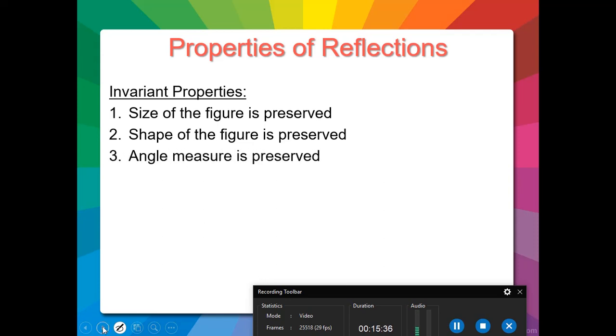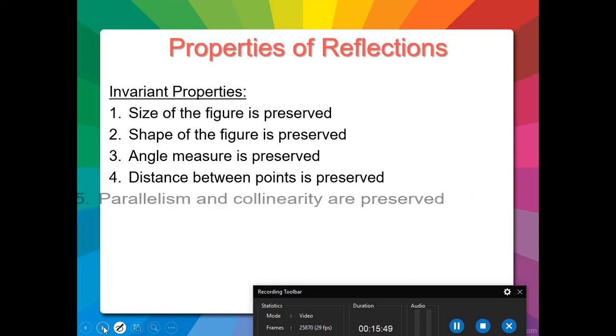Because we're creating congruent figures, all the angle measures are also preserved. Distance between points is preserved. That means that a reflection is an isometry. Any sides that were parallel on the pre-image will also continue to be parallel on the image, as well as any points that were collinear, they will continue to be collinear on your image.